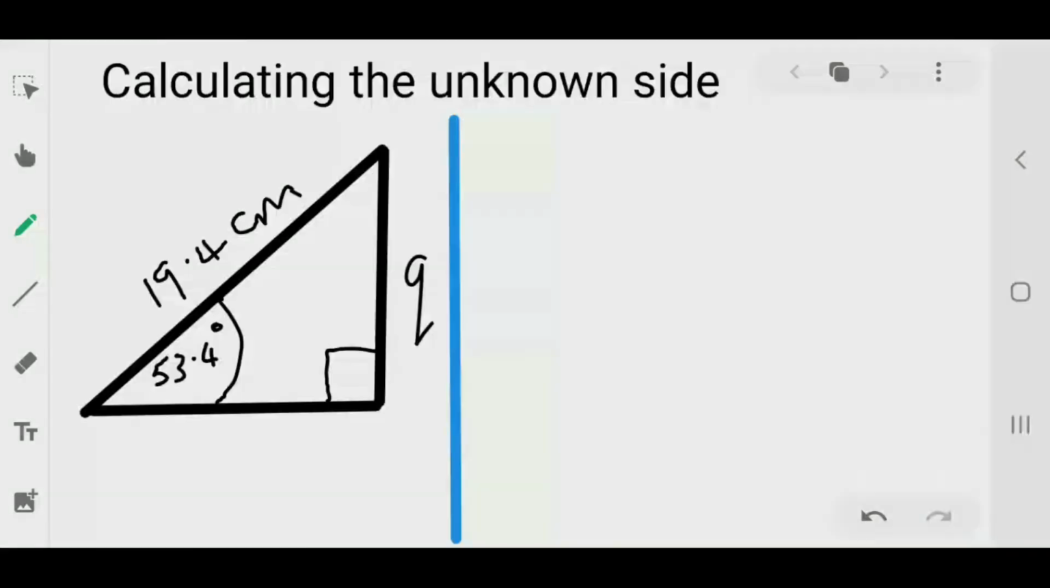Okay, so the first example here, we're calculating the side of the unknown, and here the unknown is Q. Now we look to identify what we have. The first thing we see is the hypotenuse, the side that is opposite to the right angle, or the longest side, so we label it. Then Q would be the opposite because it is the side opposite the angle they gave us. Because we have the hypotenuse and the angle, and we're trying to find the opposite, the only relationship between hypotenuse and opposite is sine.